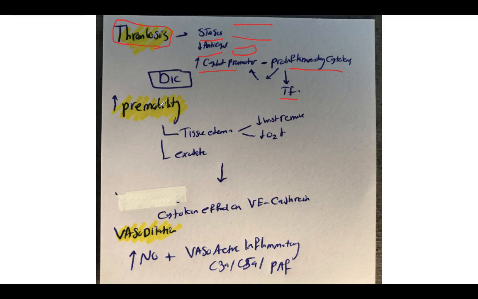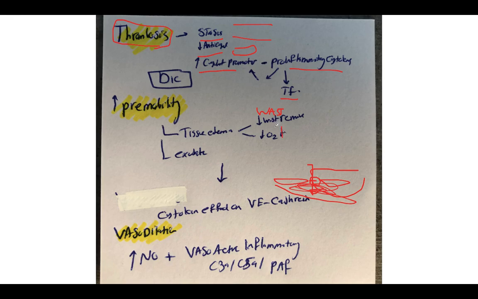Permeability. Why? Permeability because cytokines will affect the VE-cadherin. The VE-cadherin is an adhesion molecule between the endothelial cells. If affected, it will lead to tissue edema because there is exudate, and there will be less waste removal. Why? You know why? Because there is too much space here, too much exudate. So the blood will not be able to circulate and remove the waste, and there will be less oxygen transportation.